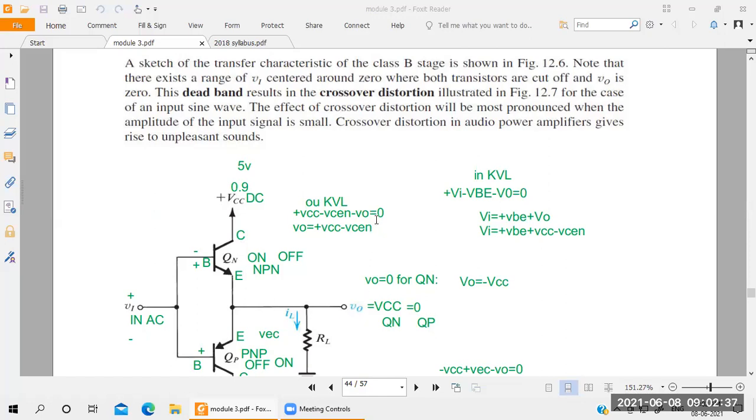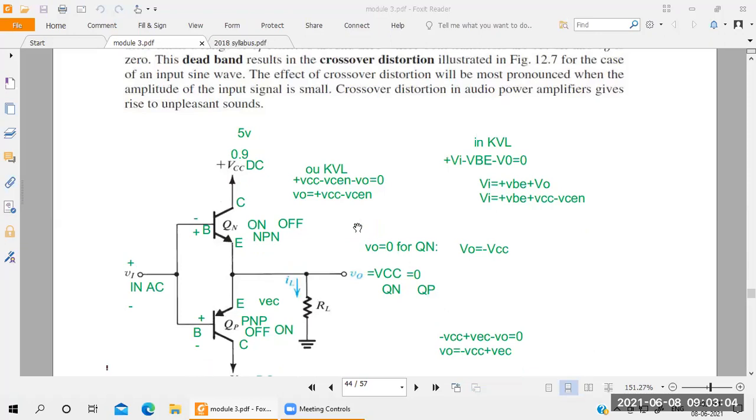0. KVL means what here? Sum of the voltages should be equal to 0, right? So you take plus VCC minus VCEN. N means NPN transistor. Then minus V0. So V0, to take it outside here, what will we get? V0 equals plus VCC minus VCEN. Understood? So this is the KVL equation for the Q1 transistor.